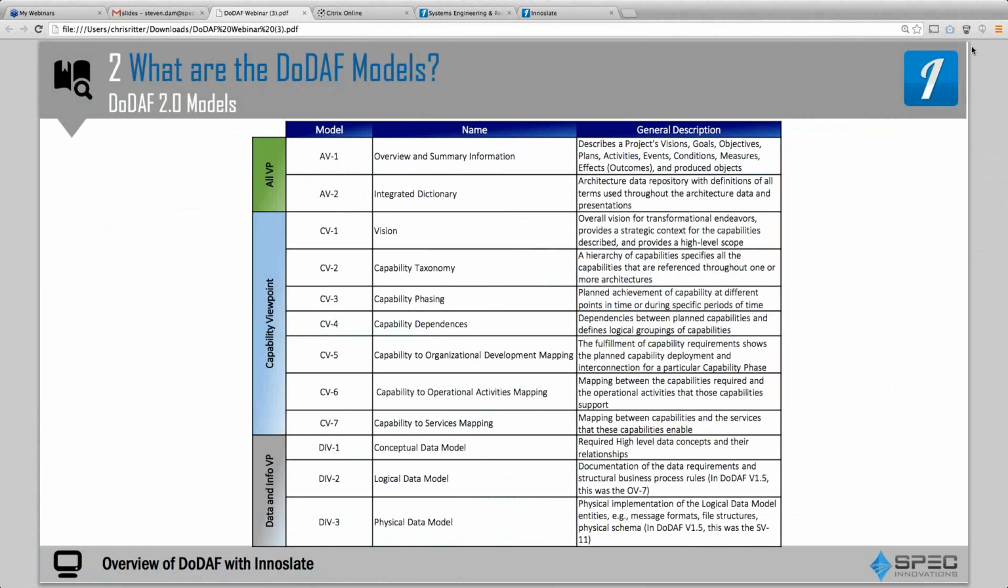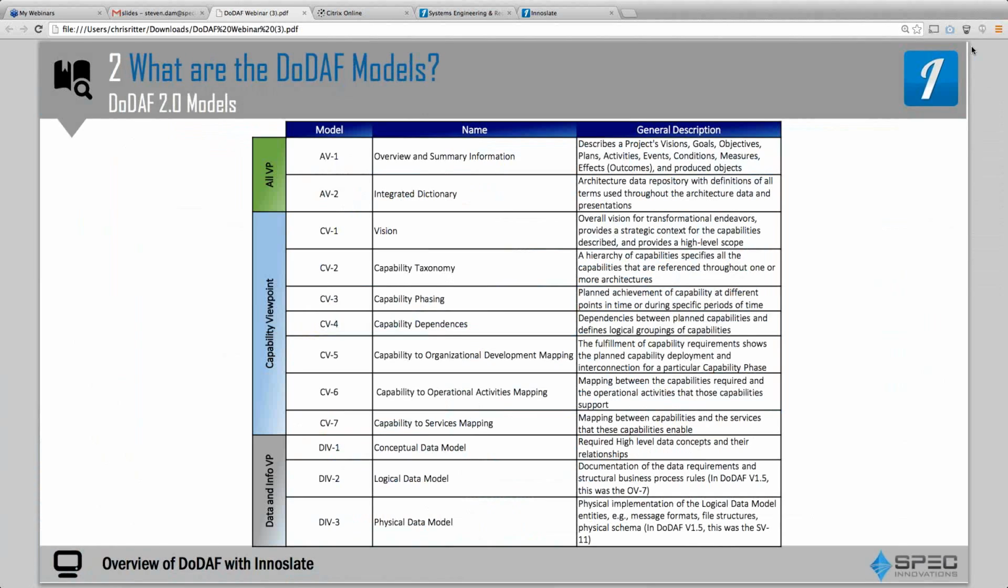Now, next set is the capability views, and these are new. So we'll look at them very briefly. The vision is very similar to what you may remember being the OV1 picture, but it's a more abstract picture. It's the vision of what they're trying to accomplish at a very high level, often a boxes and lines kind of diagram, very simple.